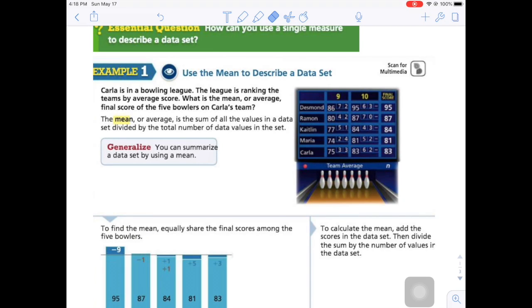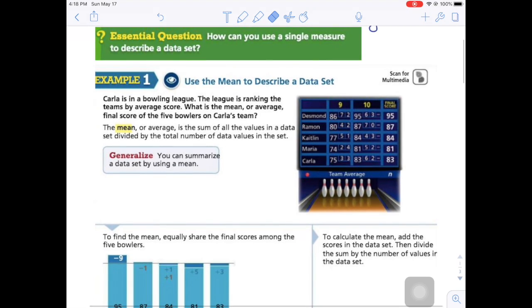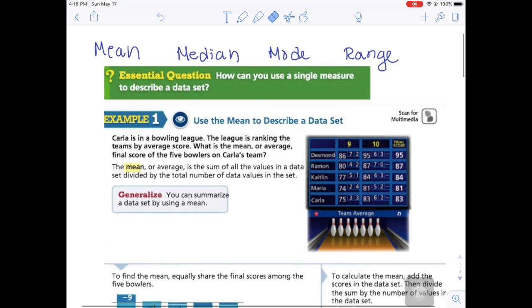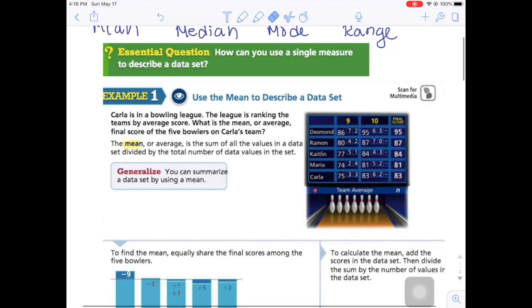Hi guys, so today we're going to be talking about how we can use a single measure to describe a data set. And the four different measures that we're going to be talking about today are mean, median, mode, and range. So these are the terms that you guys are going to be hearing about today. And we're going to talk about how we can find these measures of a data set to better summarize our data. So example one, we're going to start with finding the mean.